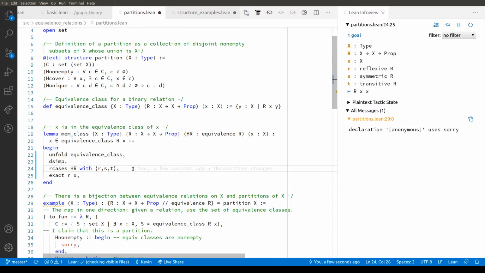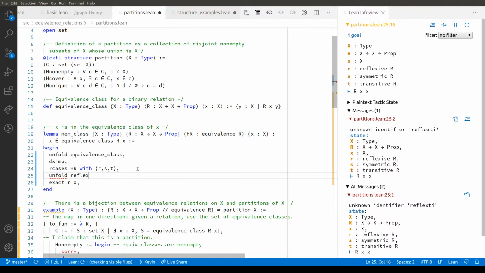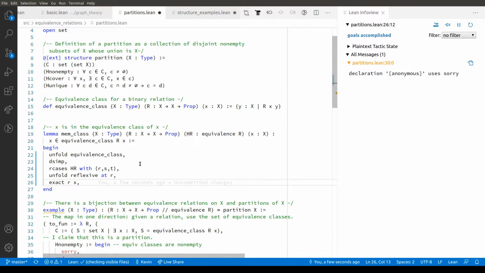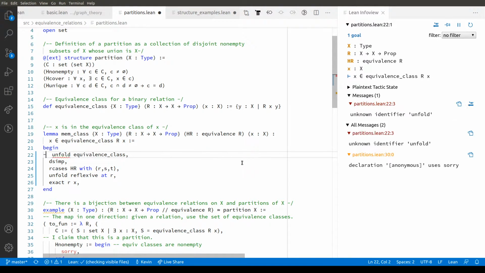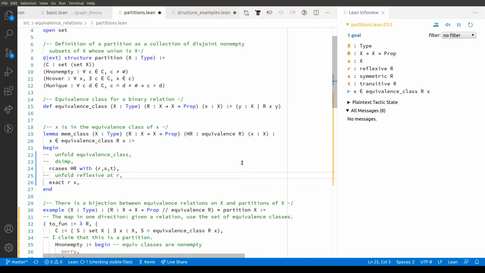I could even unfold reflexive just to show you what's going on at R. And we can see that R is really a proof of the assertion that for every element of X, X is related to itself. So there you go. And of course we can get rid of these things here. They don't change the goal up to equivalence, right? We could just probably get rid of everything, all the unfolds. There you go. This would be nice to do in term mode.